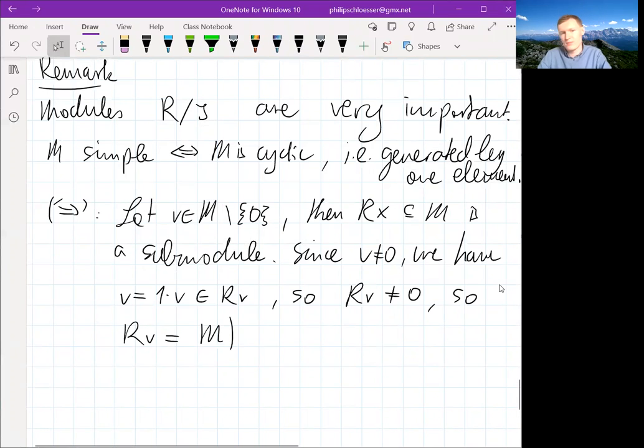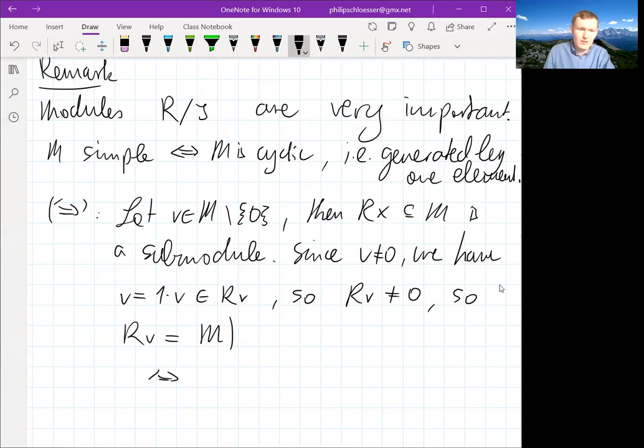So, in general in representation theory, we are looking for two things. Well, one thing is: is every module decomposable? Can we write any module as the direct sum of simple modules? And secondly, what do the simple modules look like? We've just seen that every simple module is cyclic, or a module is simple if and only if it is cyclic.